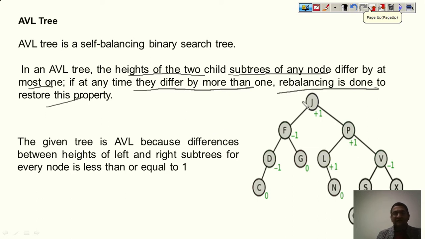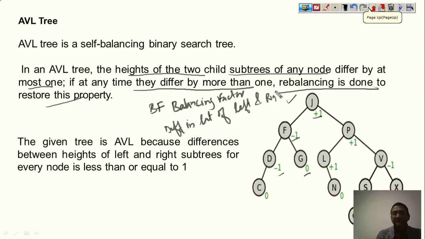Now here you can see that the given tree is actually balanced, because if you look at these values, these represent the balancing factor. So here we will use one term, balancing factor, which basically means the difference in height of left and right subtree. If the difference is more than 1, then definitely we need to do some work, some rotations, some rebalancing so that the tree will remain balanced.